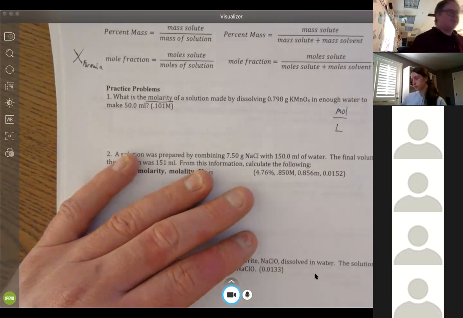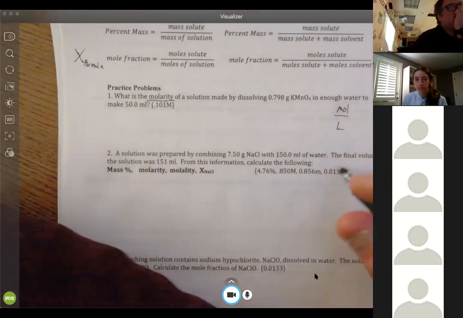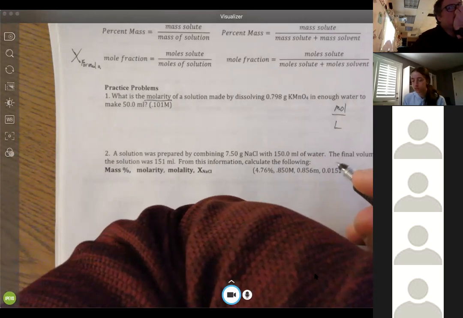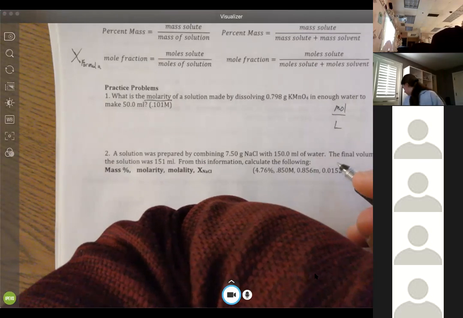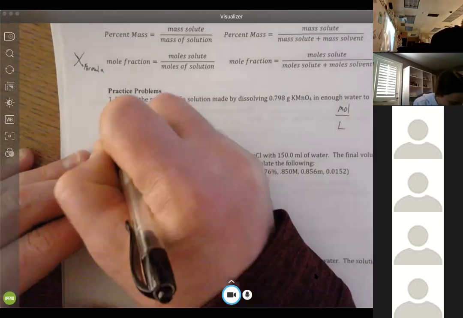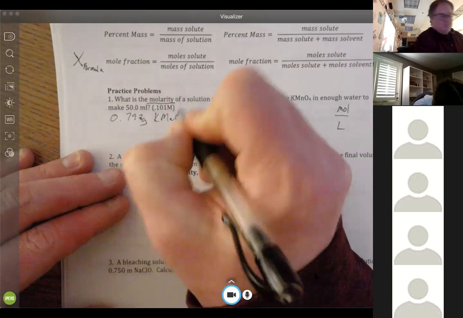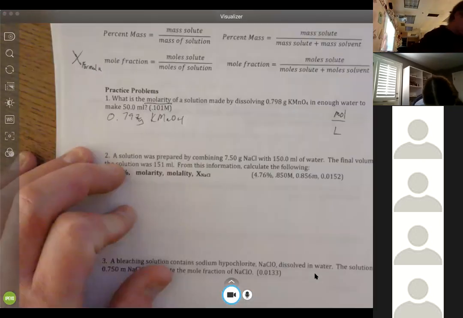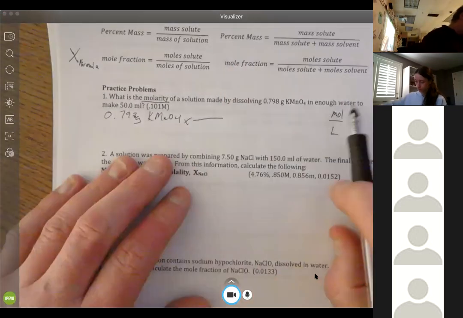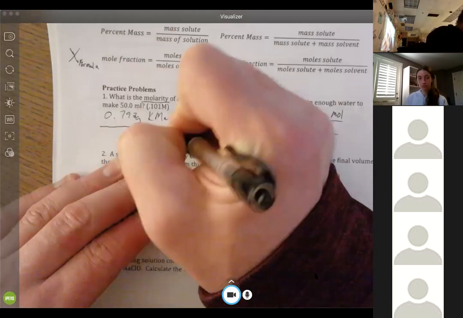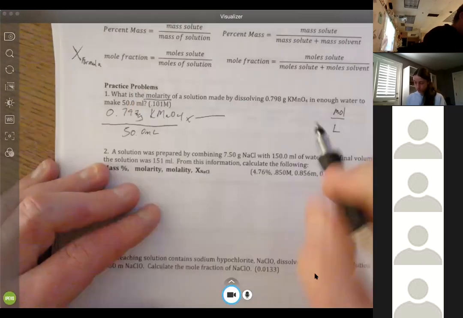Looking for molarity, moles per liter. Which of these things can get us moles? The grams of KMnO4. Yep, grams. 0.798 grams of KMnO4. And we do have 2 units, so we're going to need this over something. 50 milliliters can get us liters. Every 1,000 milliliters is 1 liter.